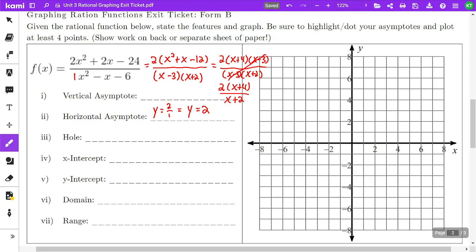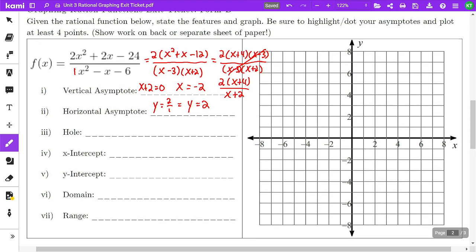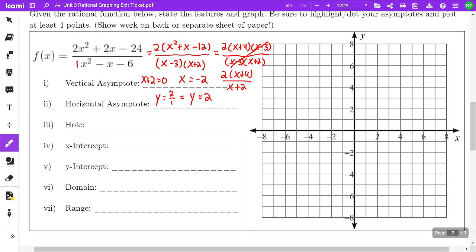And then to get my vertical asymptote, I'm going to set my denominator equal to 0. So x plus 2 equals 0. X will be equal to negative 2. So I have my asymptotes. I'm going to go ahead and graph those now. So x equals negative 2 will be this vertical line right here. And then my horizontal asymptote of y equals 2 will be this horizontal line at y equals 2.